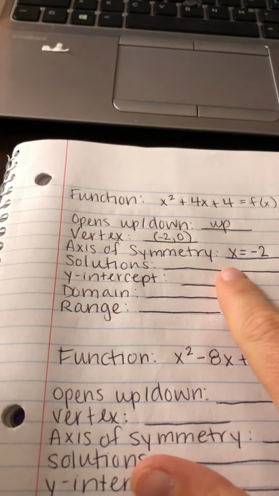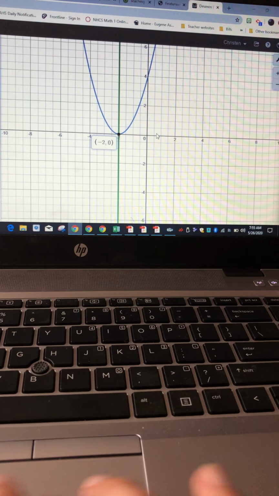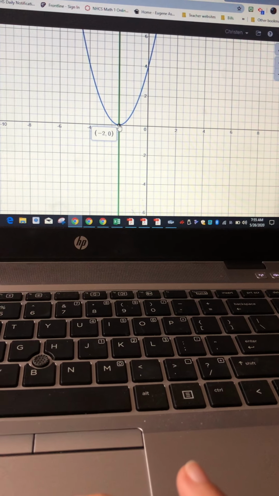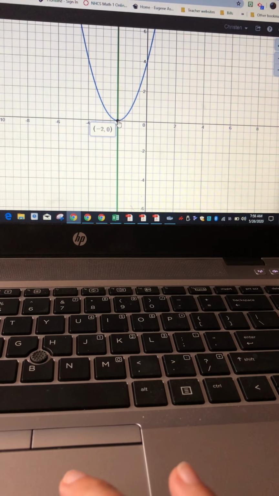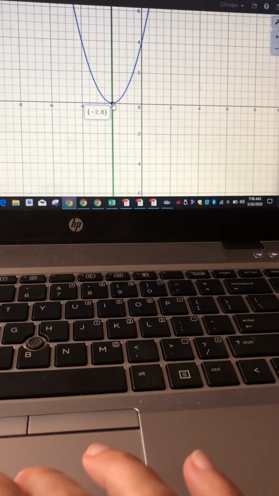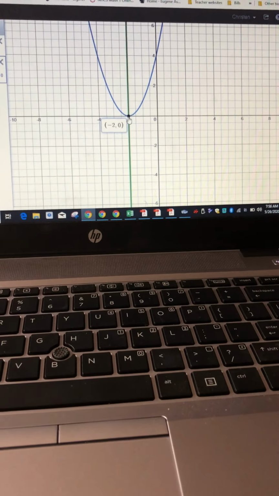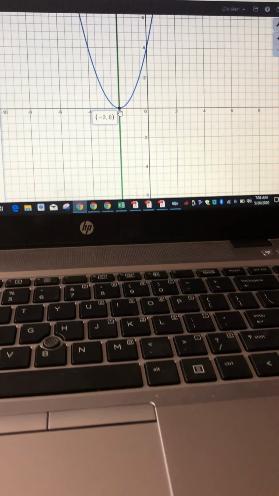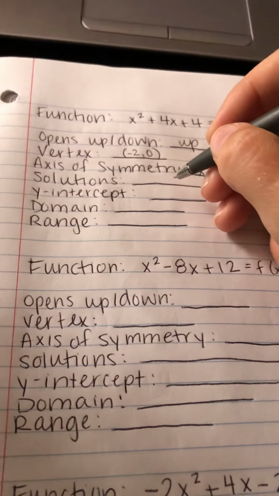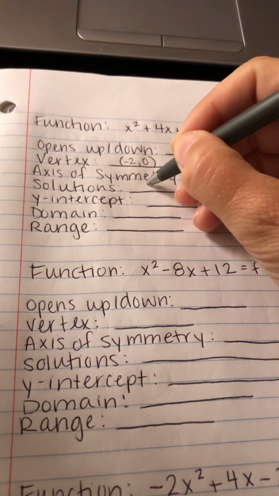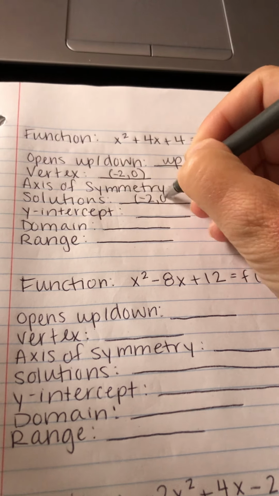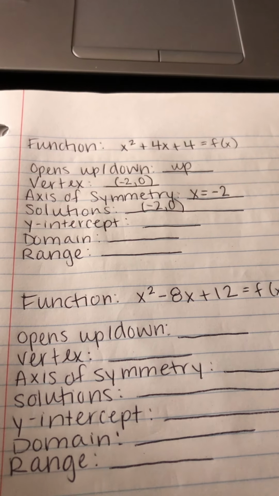All right, so our solutions. Solutions are another word for zeros. So we want to look, where does it hit the graph at y equals 0? So it's going to be right here. So in this case, this one only has one solution. So our solution is also the same as our vertex. It's the place where it hits the x-axis, or the x-intercept. So our solution here, same as our vertex, -2, 0, and that's the only one that we have.